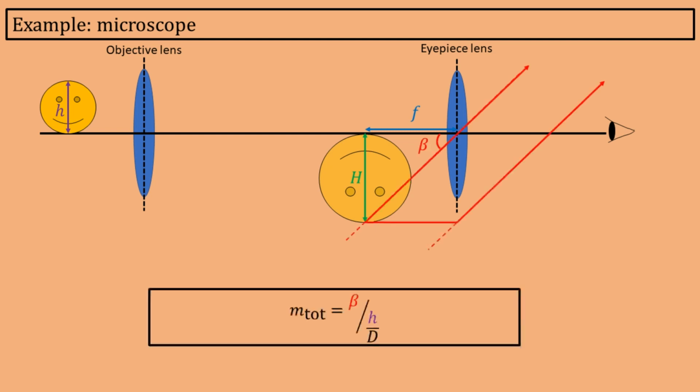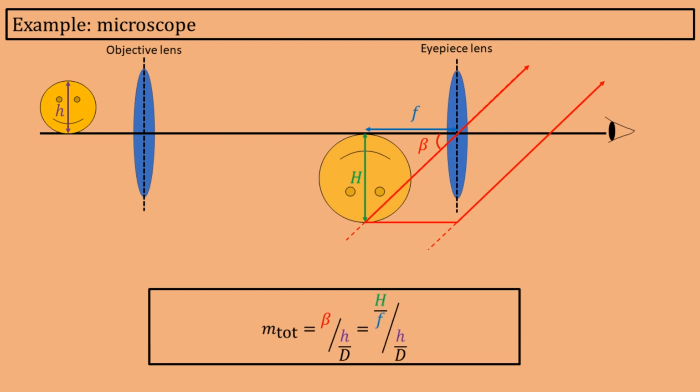Again, we define the angular size of the object viewed with the unaided eye to be alpha equal to h over d, where d is the near point at 25 centimeters. The angular magnification is defined as beta over alpha, where beta is the angular size as seen through the microscope. So how do we find beta? Since the image of the first lens lies in the front focal plane of the second lens, we can use the result we derived for the magnifying glass to calculate beta. In this case, beta is equal to capital H over f.